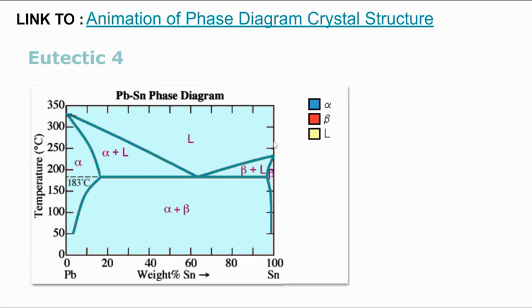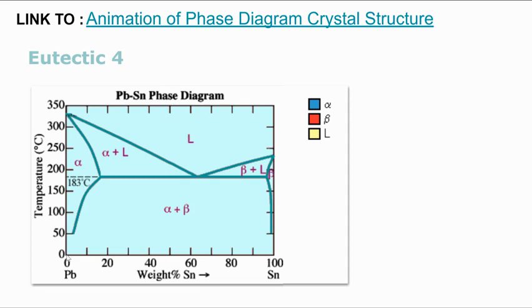If we're looking for 100% lead, hopefully you said the leftmost boundary, because right here we have 0% tin. Right here we have 100% tin. So if this is 100% tin, then this leftmost side would be 100% lead, 0% tin.